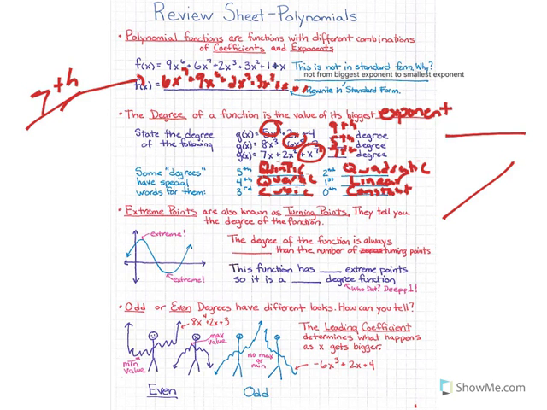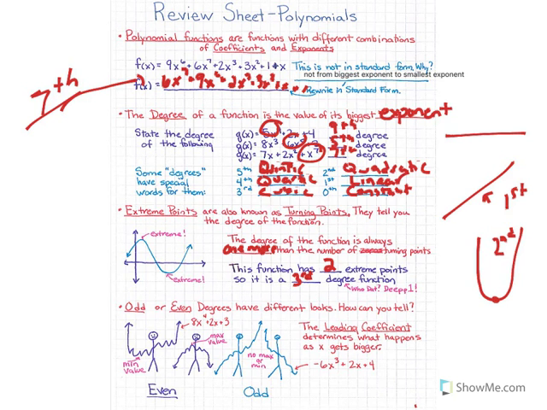Now, extreme points, which are also known as turning points, tell you the degree of the function. The degree of the function is always one more than the number of turning points. If you're not sure on that one, draw yourself a quadratic. It has one turning point, and this is a 2nd degree. Here's a linear. This is a linear function right here. It's a 1st degree, and it has 0 turning points. So the function that's right here has 2 extreme points, so it is a 3rd degree function.